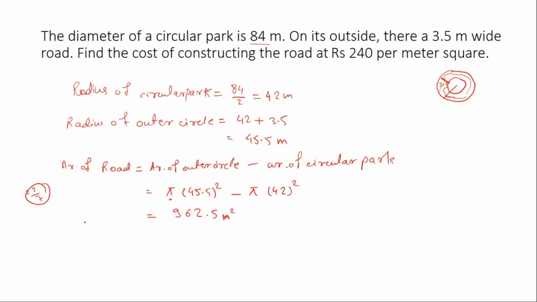Okay. Now the area of road we have got. Now we have to find the cost of constructing the road. It will be 962.5. Now what is the cost? 240 per meter square, into 240. When you will solve it, you will get the answer rupees 231,000.